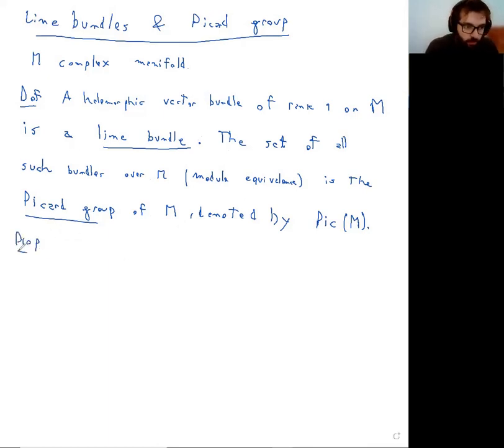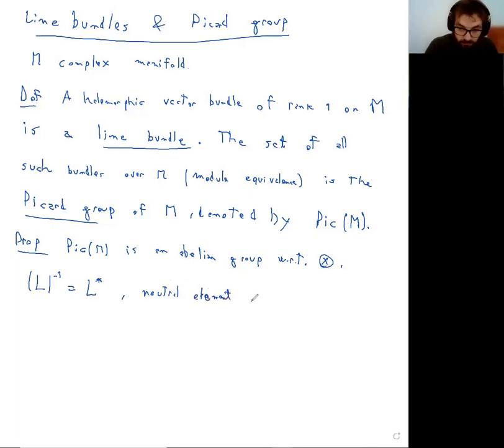Proposition. We call this a group, even if for now it's just a set modulo a relation. The proposition is that Pic(M) is an abelian group with respect to tensor product. The inverse of a line bundle is the dual of that line bundle, and the neutral element is the trivial bundle, M times C.